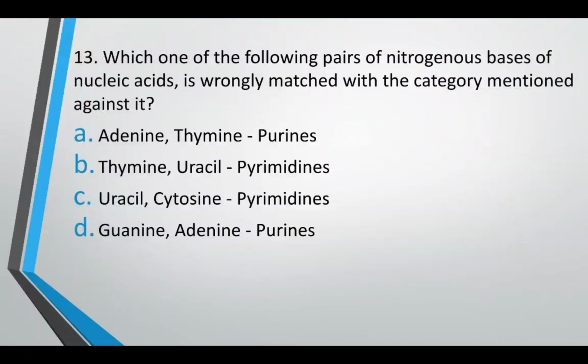Which one of the following pairs of nitrogenous bases of nucleic acid is wrongly matched with category mentioned against it? Adenine, thymine, purine; thymine, uracil, pyrimidine; uracil, cytosine, pyrimidine; guanine, adenine, purine. Wrongly matched with the category mentioned against it. Correct answer is option A. Adenine, thymine, purine is wrongly matched.